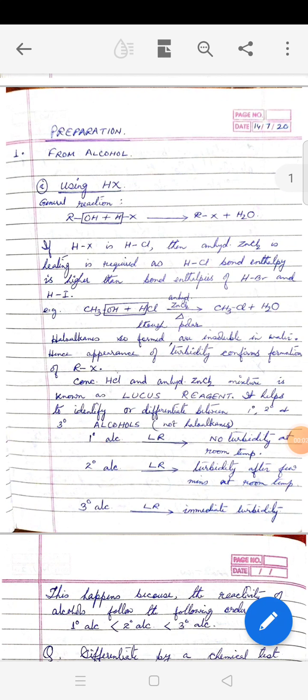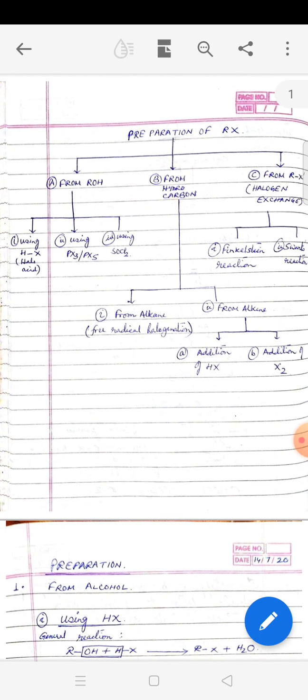Hello students, today we shall discuss preparation of alcohols. Let's see the flow chart first. There are various ways haloalkanes can be prepared. The first method is from alcohol.